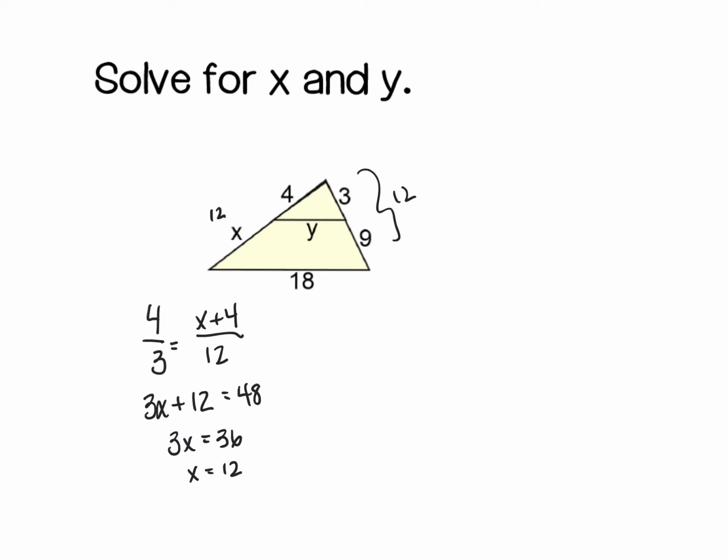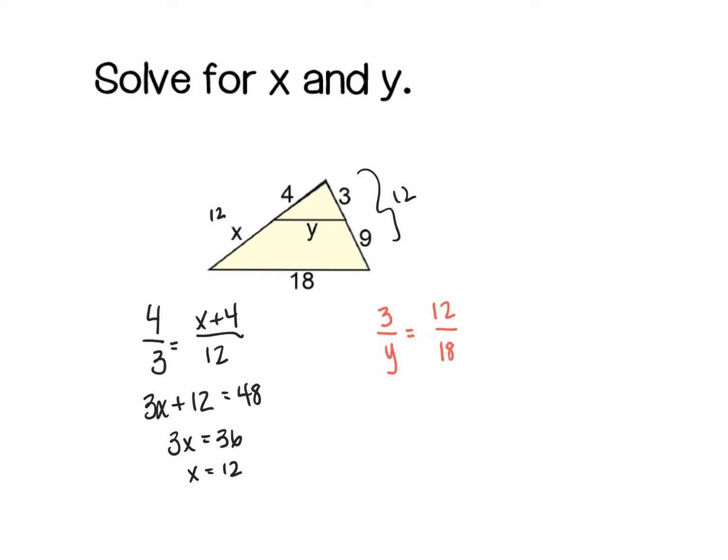what I want to do is solve for y. Now y is the bottom of the small triangle, and we're going to compare it to the bottom of the big triangle. I'm going to compare the right to the bottom and the right to the bottom. So the right side of my small triangle is 3. The bottom of the small triangle is y. Then the right side of the big triangle is 12. The bottom of the big triangle is 18.